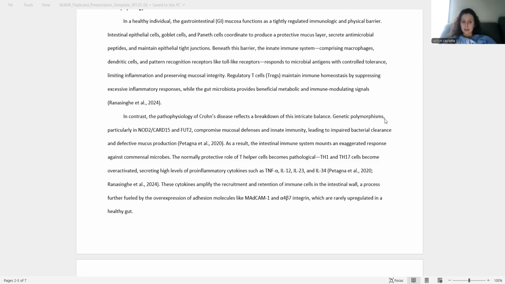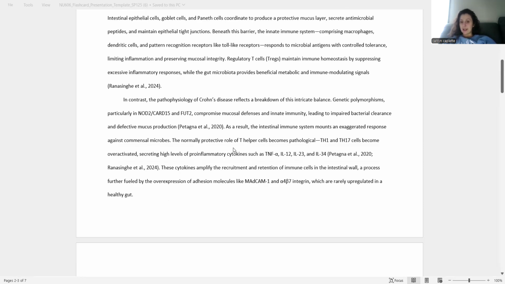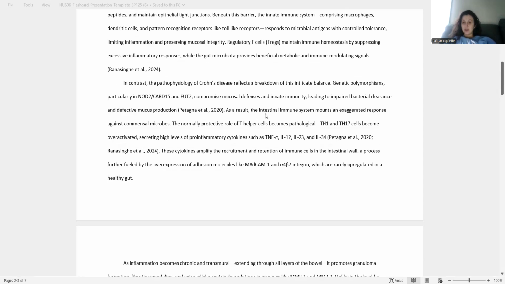Genetic polymorphisms, particularly in NOD2 and FUT2, compromise mucosal defenses and innate immunity, which leads to impaired bacterial clearance and defective mucus production. As a result of this, the intestinal immune system mounts an exaggerated response against commensal microbes. The normally protective role of the T helper cells becomes pathological as Th1 and Th17 cells become overactive and secrete high levels of pro-inflammatory cytokines.